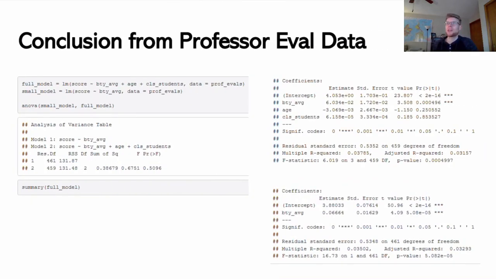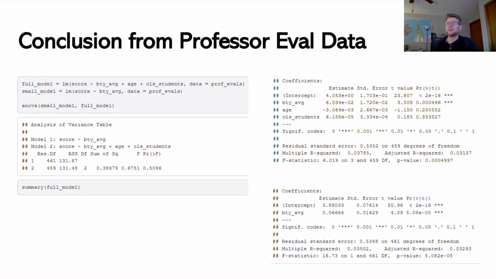So we can do this again with the professor data, where we have a full model with those 3 predictors that we already saw, and a smaller model where we're only going to use the beauty predictor as our only predictor here. In that case, we can run an ANOVA to compare them.